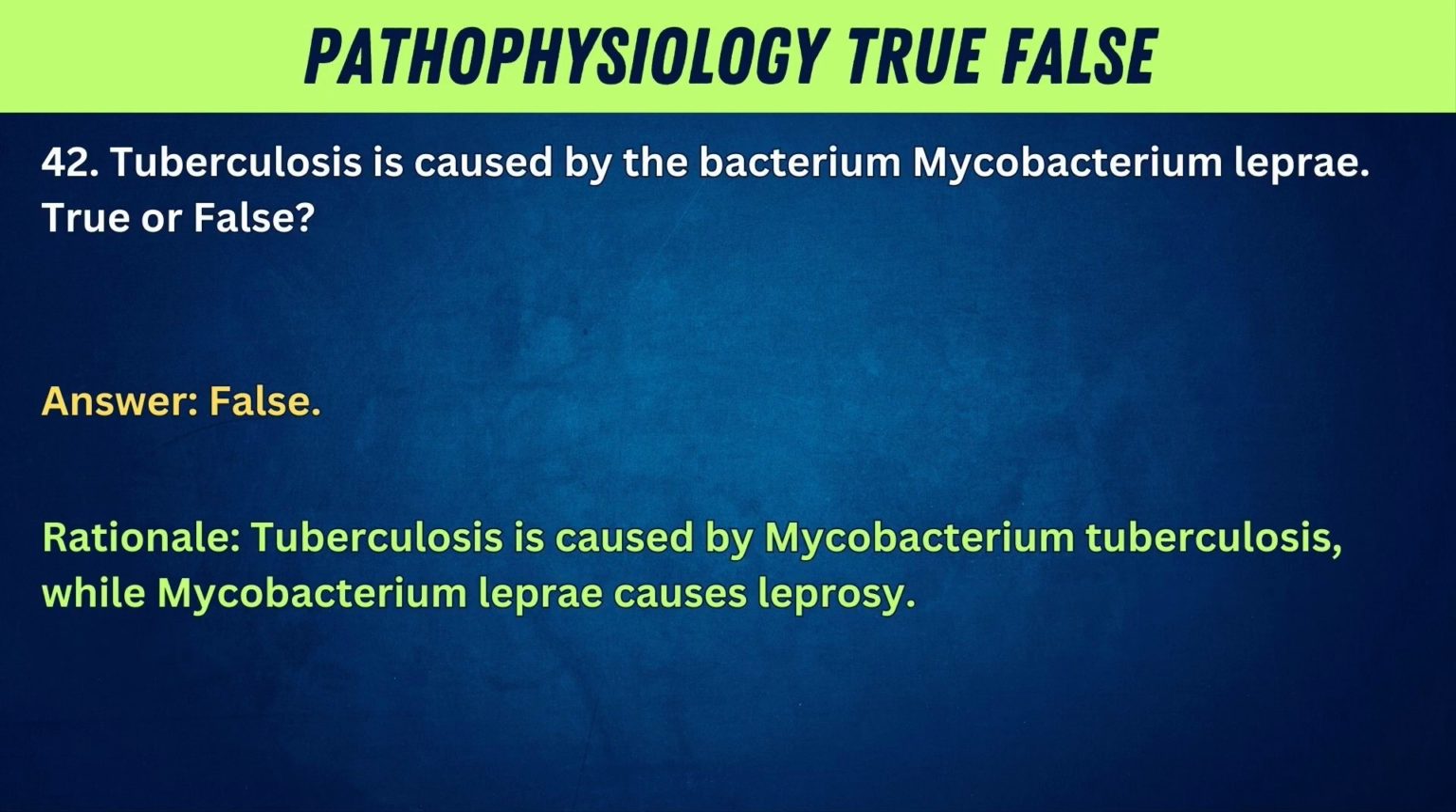42. Tuberculosis is caused by the bacterium Mycobacterium leprae. True or false? Answer: false. Rationale: tuberculosis is caused by Mycobacterium tuberculosis, while Mycobacterium leprae causes leprosy.